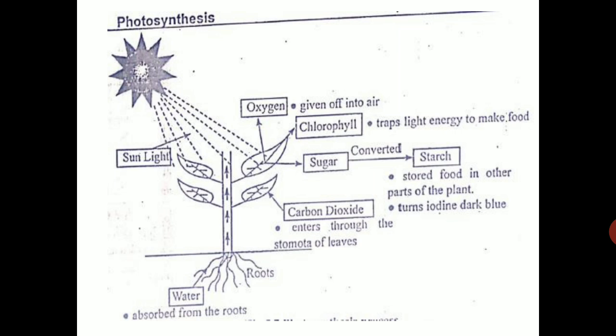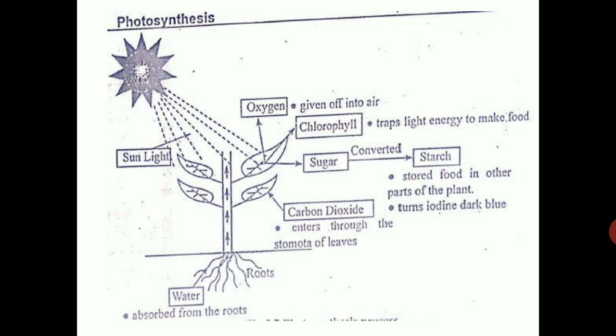So you can see here one plant is shown with the roots, and it takes water through the roots, and water flows up through the stem. It takes sunlight during the daytime. It takes carbon dioxide from the atmosphere, and it produces sugar, which is converted into starch, and oxygen is given off to the air.